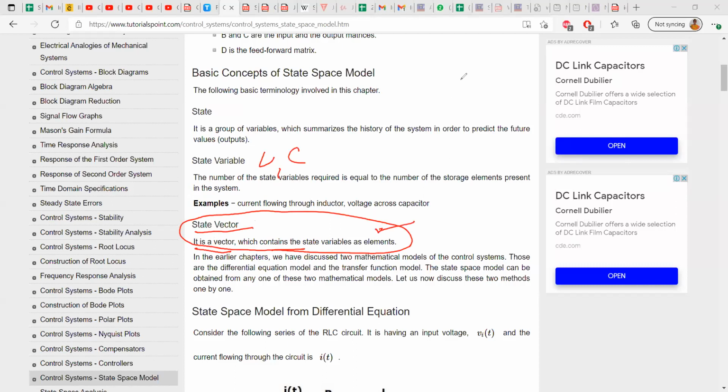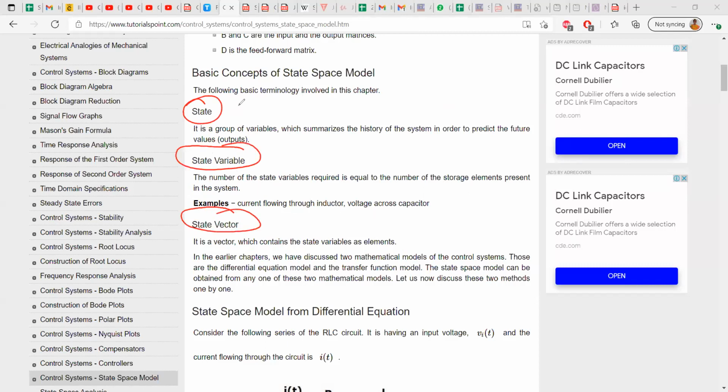So these are the terms we have in state space analysis. State is the group of state variables which summarizes the history of the system in order to predict the future outputs. State variable represents the storage elements in the system. State vector is a vector containing these state variables as elements. This is also very important for short answer questions: the definition of state variable and the definition of state vector.